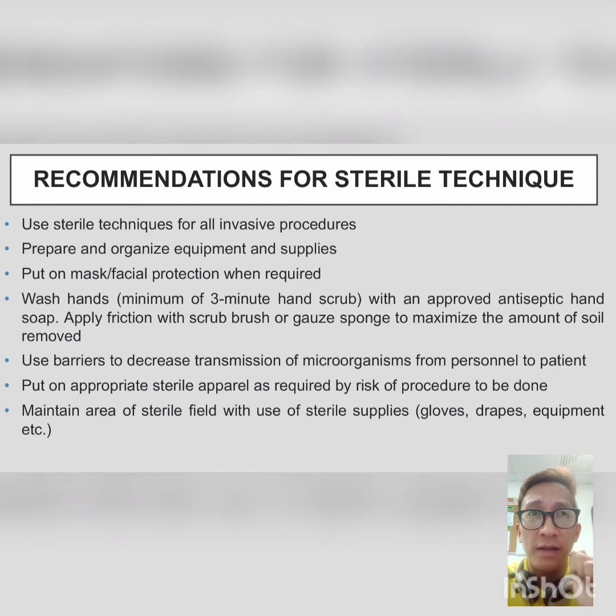These are the recommendations for sterile technique. First is use sterile techniques for all invasive procedures. Prepare and organize equipment and supplies. Put on mask or facial protection when required. Wash hands with a minimum of 3-minute hand scrub with an approved antiseptic hand soap. Apply friction with scrub, brush, or gauze sponge to maximize the amount of soil removed.